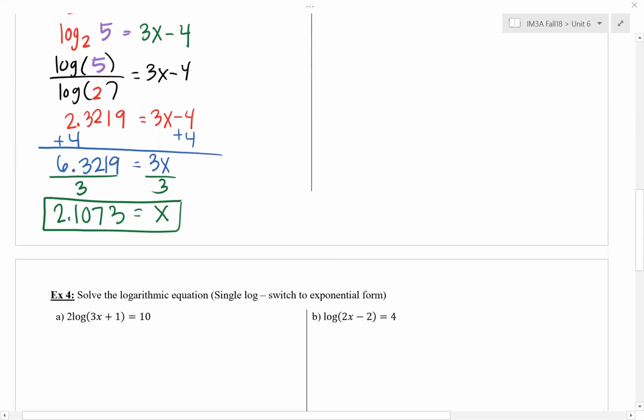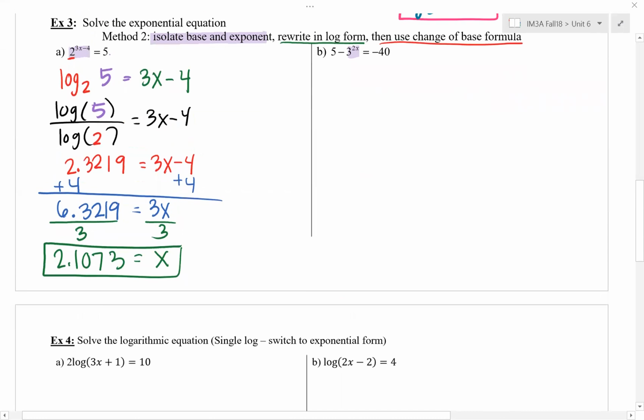So to recap what we did, we isolated our base and our exponent, but we were lucky and the problem was already set up the way it needed to be, so we didn't have to do anything in that step. Then we switched it to log form, and then we used our change of base formula on our log. And then we solved our problem because now we had a calculated value and we had some nice inverse operations. Okay. So let's go through that process one more time with B.